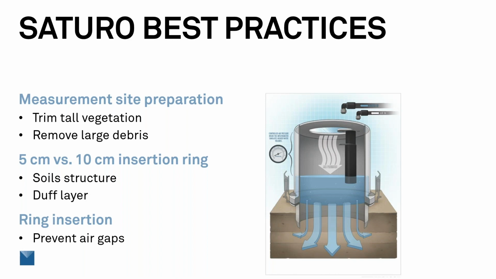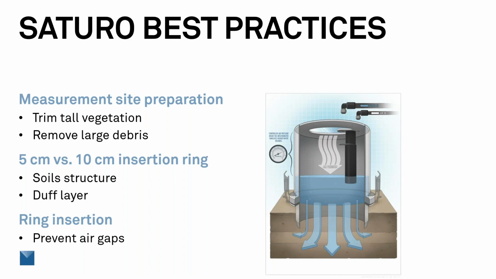Another thing to consider is the duff layer. In forested sites, there's often a very thick duff layer, and we're going to need to use a deeper ring to help get through the duff layer into the actual soil. In that type of situation, I recommend using the 10 centimeter insertion ring.